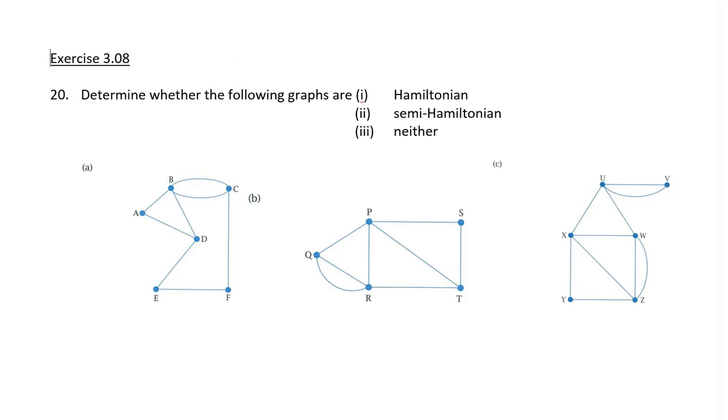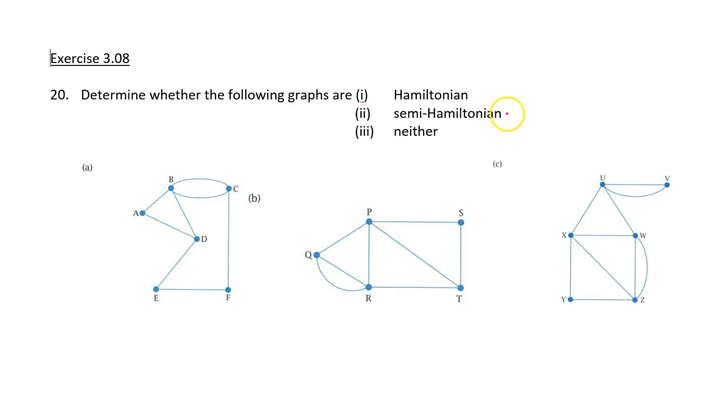Now let's look at how to solve question 20. You're supposed to determine which of the graphs is Hamiltonian, semi-Hamiltonian, or neither. Hamiltonian is a diagram where you start and finish at the same vertex, and you go through all of the vertices once. That means there's no repeated vertex except the first and the last for Hamiltonian.